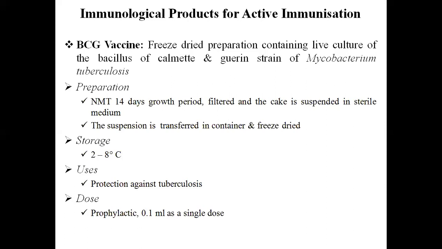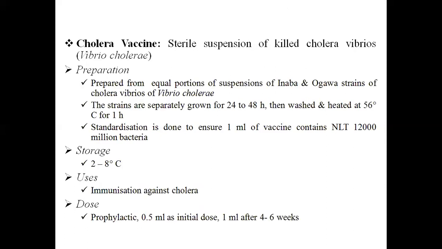As for uses, BCG vaccine is used as an immunizing agent which provides protection against tuberculosis. The dose of these vaccines, which are prophylactic vaccines, is usually 0.1 ml as a single dose by intracutaneous injection. The next vaccine we are going to discuss is cholera vaccine.